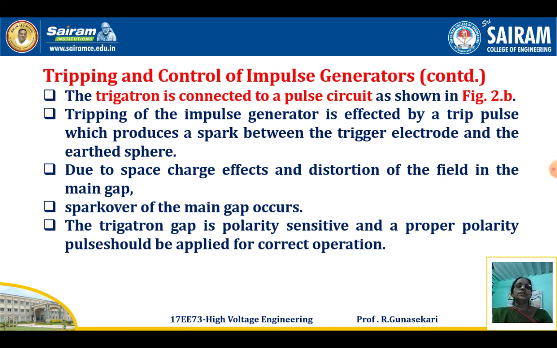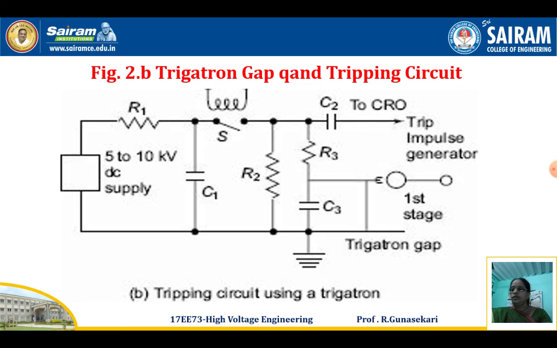The explanation of the trigatron connected to a pulse circuit is as follows. The tripping of the impulse generator is effected by a trip pulse which produces a spark between the trigger electrode and the earthed sphere. Due to space charge effects and distortion of the field in the main gap, sparkover of the main gap occurs. The trigatron gap is polarity sensitive and a pulse of proper polarity should be applied for correct operation. So this is the tripping circuit.